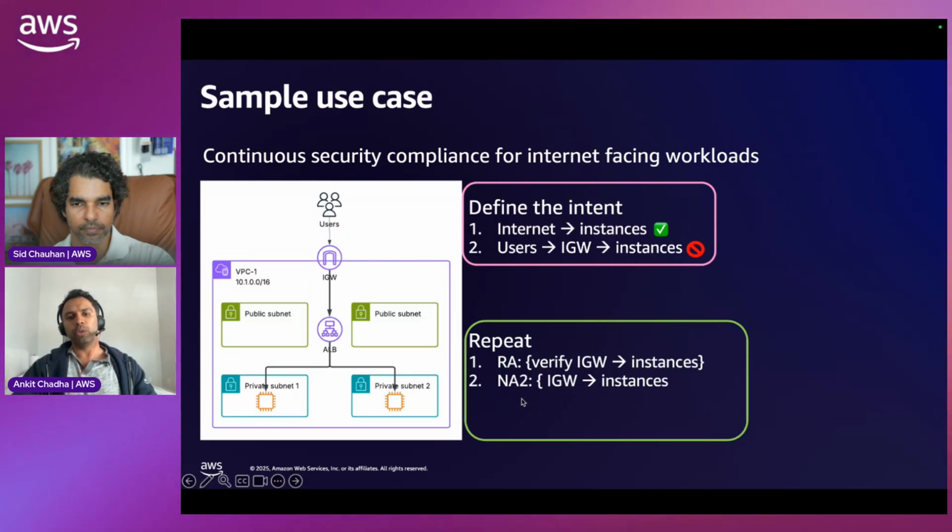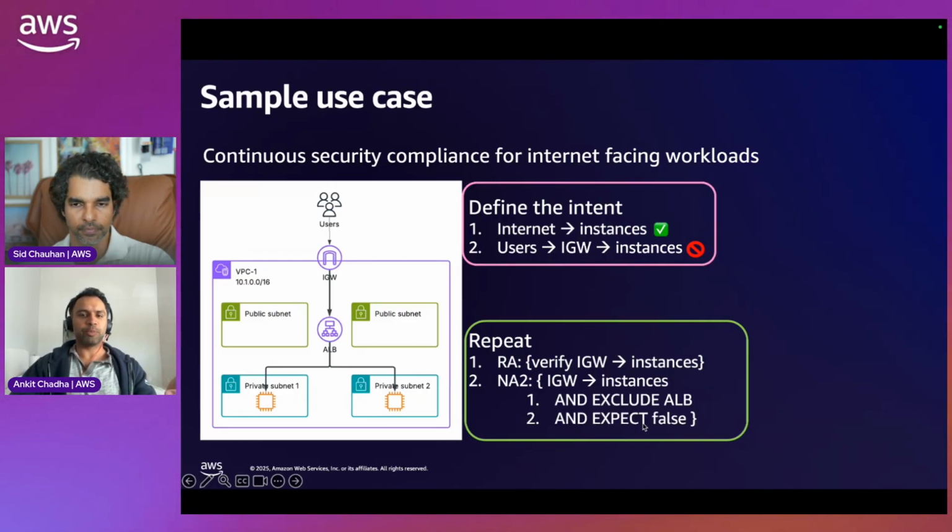And then you would use a slightly advanced setting on network access analyzer to create match and exclude conditions, right? So you would say, that is, is there a path between internet gateway and the instances when ALBs are excluded, right? So it's kind of a negative use case. So when would you act on it? You would expect it always to be false. In this deployment, there is no instance that the IGW can reach without going through the ALB first.